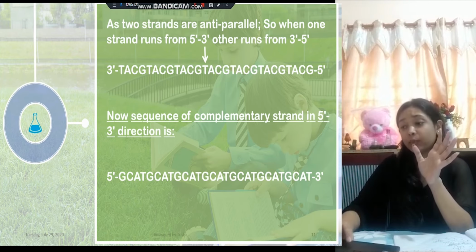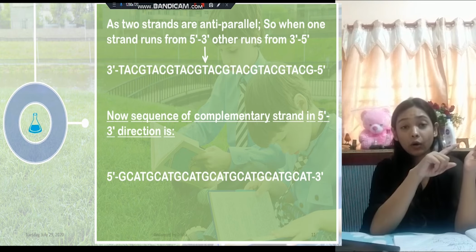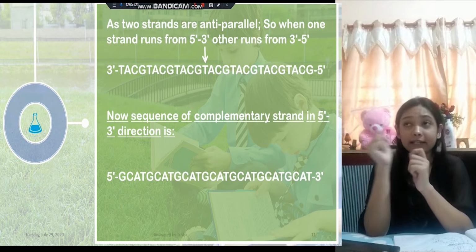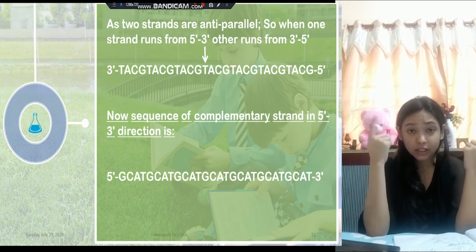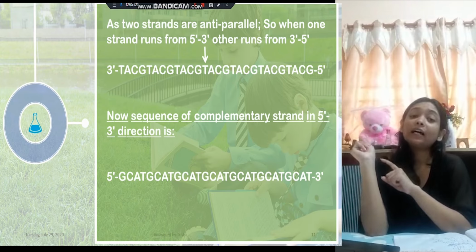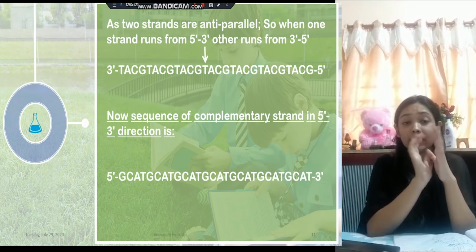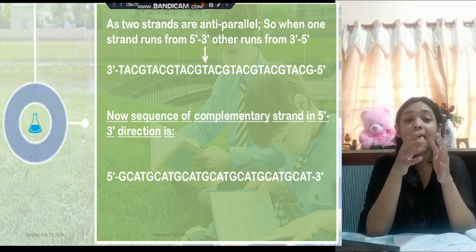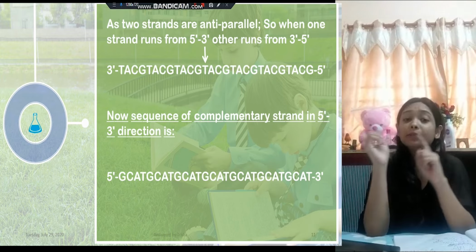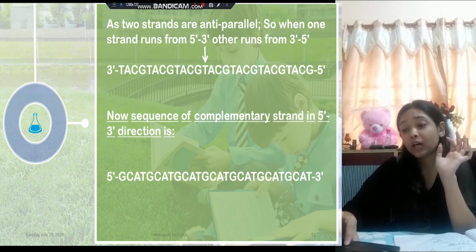So by this we can find out what should be the nucleotide sequence on the complementary strand, but the complementary strand is anti-parallel in direction. So in the question, if we have one strand which runs from 5' to 3', the other strand must be running from 3' to 5'. So that doesn't answer the question, because the question is asking what will be the complementary strand sequence from 5' to 3'.